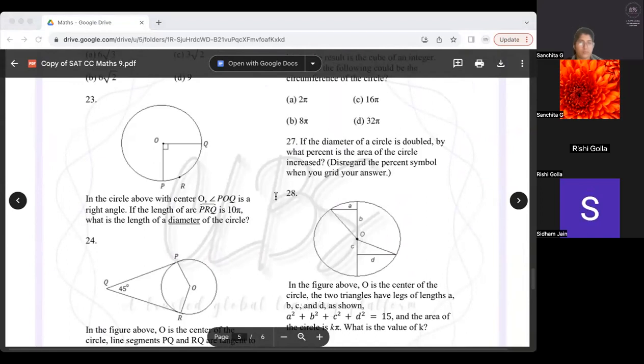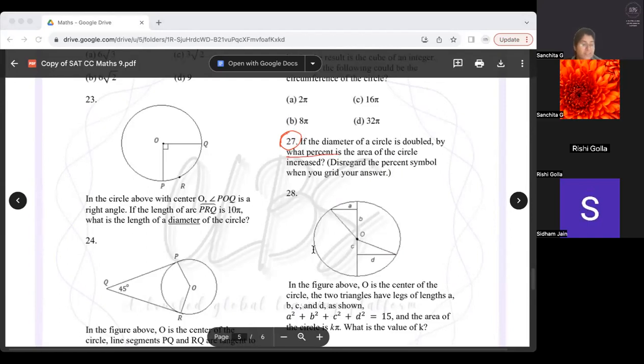So the area will be pi into d by 2 whole square, so that will be pi d square by 4. Now we will double the diameter, so the new area will be 4 pi d square by 4, which is pi d square. So it will be 4 times the actual area. You guys made a calculation error.